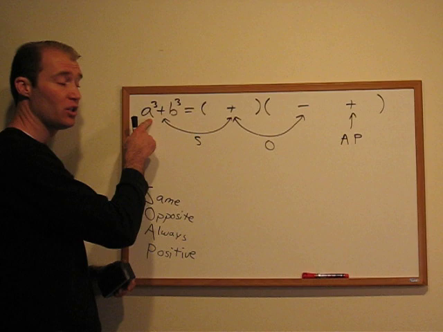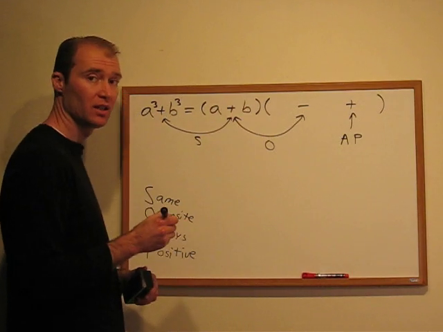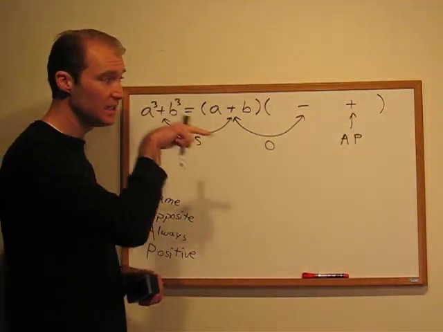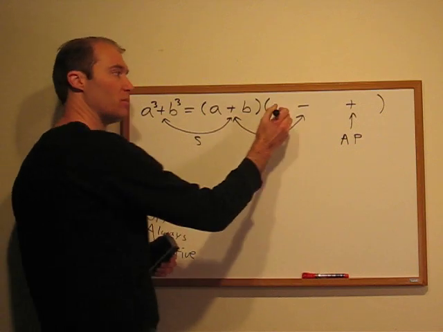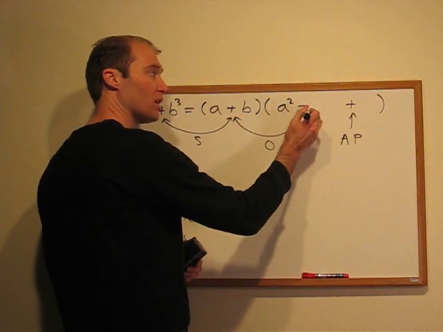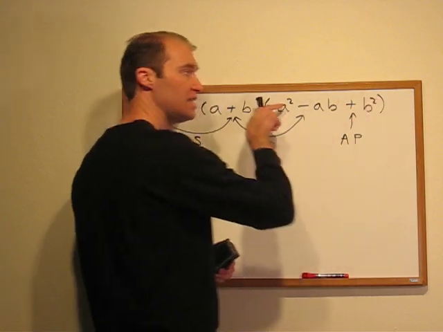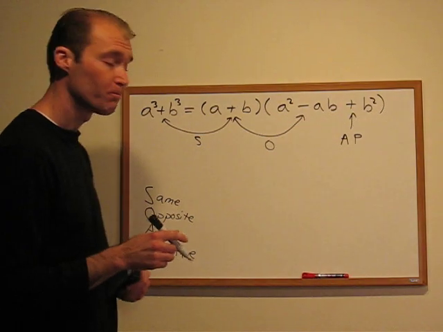Well, if I have a cubed plus b cubed, this is going to break down into a plus b. And then as for the trinomial, this breaks down into descending powers of a and ascending powers of b. So it's going to be a squared minus ab plus b squared, descending powers of a and ascending powers of b.